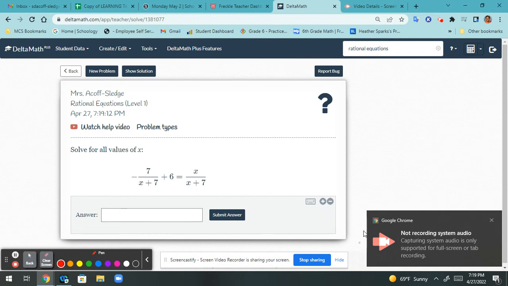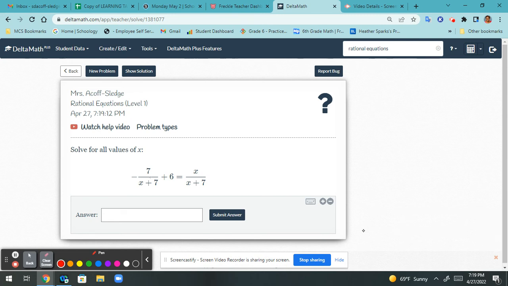Okay, so this is the rational equations level 1. And I'm going to write it over here. Well, basically, the first thing we're going to do, let me write the equation down. Minus 7 over x plus 7 plus 6 equals x over x plus 7. So we're going to multiply everything by x plus 7.